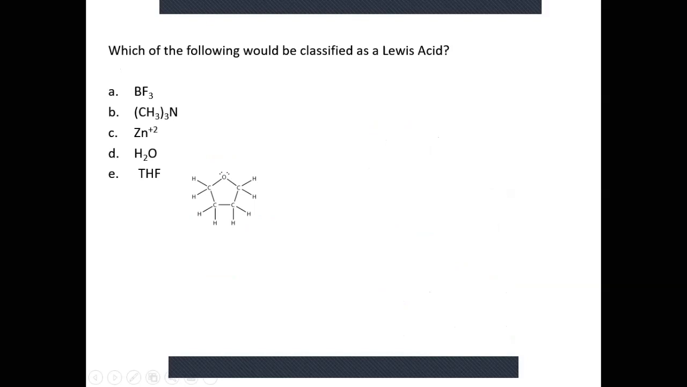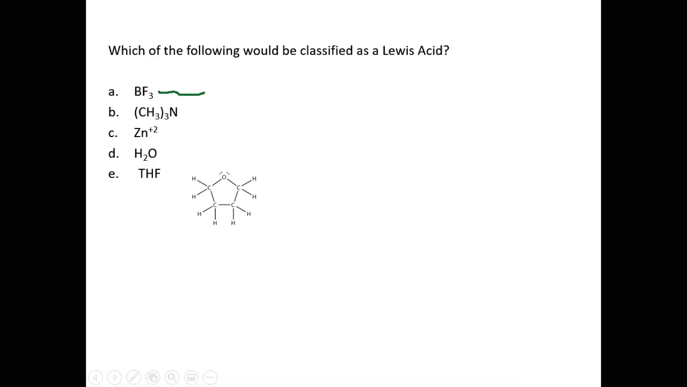So we want to know which of the following could be classified as a Lewis acid. So BF3, is that a Lewis acid? Does it have an electron deficient atom? Does it have multiple polar bonds? Or is it a metal cation? And the answer is it's a deficient element. So boron is electron deficient. So it would be a Lewis acid.